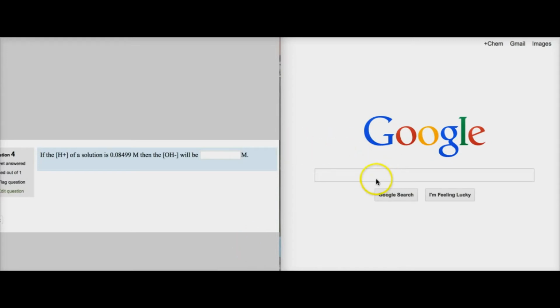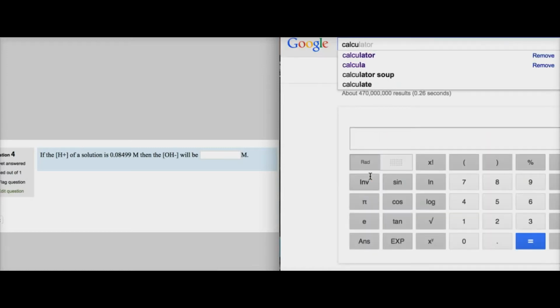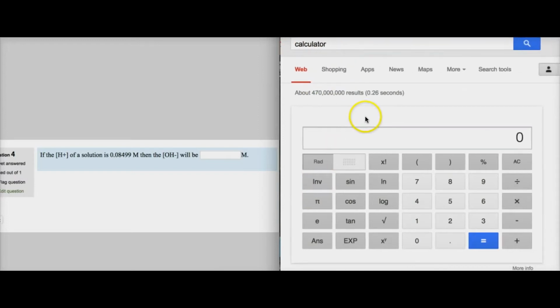First thing we're going to do is go to Google and type in the word calculator. When we type in the word calculator, the Google calculator pops up. So if you don't know how to use your calculator, I recommend using the Google calculator and following the steps that I'm about to show you in this video.